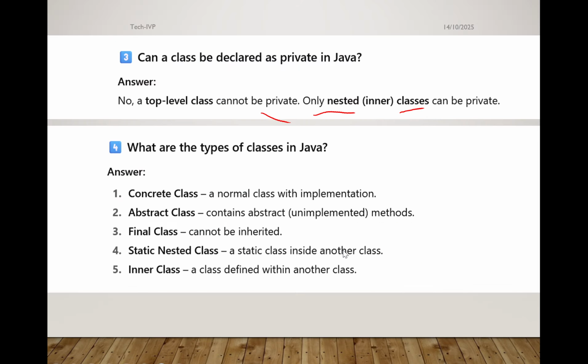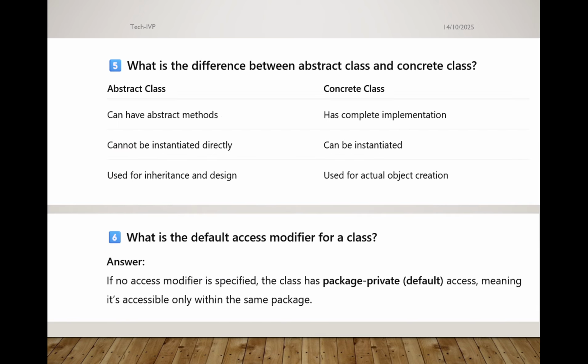What are the types of classes in Java? So Java has different types of classes. Concrete class, already I showed you. Abstract class, we will discuss in a later topic. Final class, which cannot be inherited. Static class, a nested class, already I told you, a static class inside another class. Inner class, a class defined within another class. Okay, so classes have different types. We have 5 types of classes in Java.